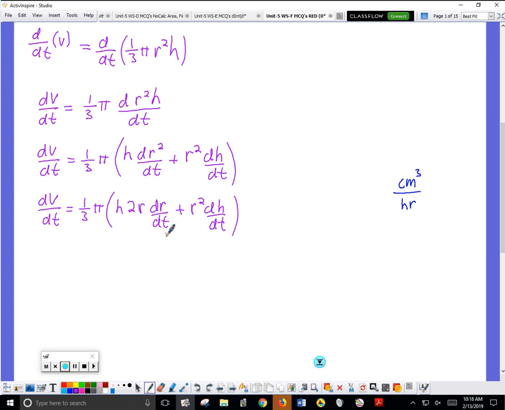Awesome. Okay, once you've found the derivative, it's time to plug everything in. But the reason it's a bit of a puzzle is because they didn't tell us the radius. And they didn't tell us the dr/dt. So if we quit now, we'll get a decent amount of points on the AP test.